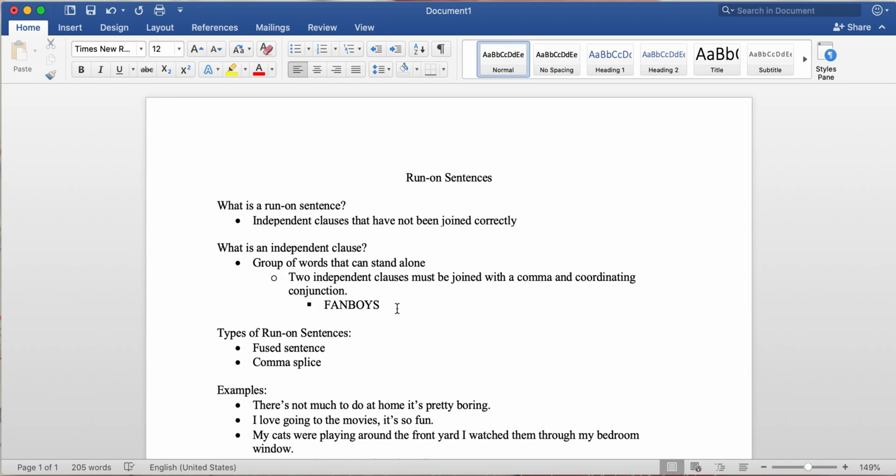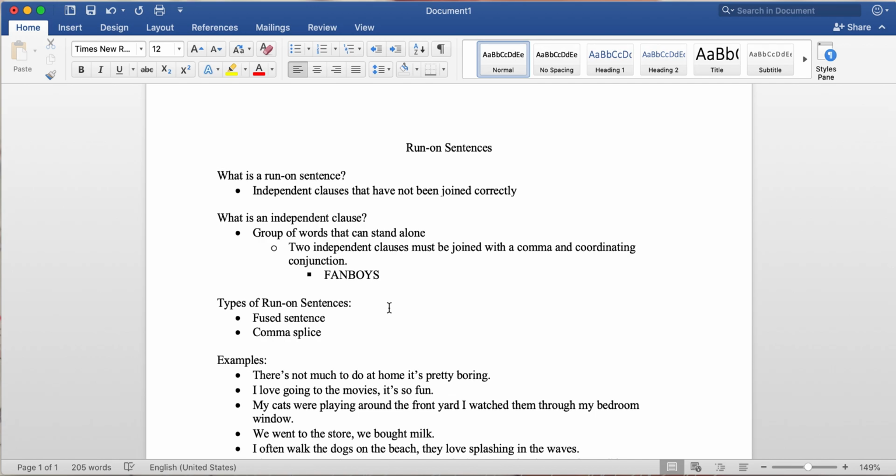So if you look here, the two independent clauses must be joined with a comma and a coordinating conjunction. So if you guys remember the acronym FANBOYS, that stands for for, and, nor, but, or, yet, and so. So that is the acronym for that. Or you can use a semicolon and sometimes occasionally a colon or a dash, but it really depends on the sentence and how it's being used before you move in that direction.